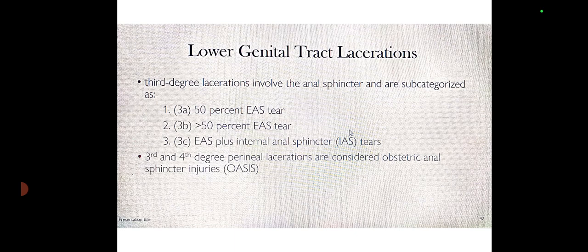Lower genital tract laceration. Third degree lacerations involve the anal sphincter and are subcategorized as 3A, 3B and 3C: 3A is less than 50% of the EAS, 3B is greater than 50% of the EAS, and 3C is EAS plus internal anal sphincter tears. The third and fourth degree perineal lacerations are considered obstetric anal sphincter injuries.